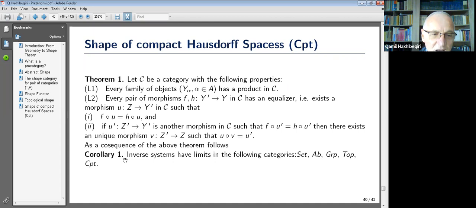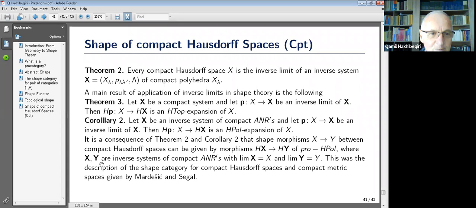Inverse systems have limits in the following categories: Set, the category of sets and functions; Ab, the category of abelian groups and homomorphisms of such groups; Grp, the category of groups and homomorphisms; Top, the category of topological spaces and continuous maps; and Compact, the category of compact Hausdorff spaces and continuous maps. Because all these categories have products and equalizers for two of their morphisms.